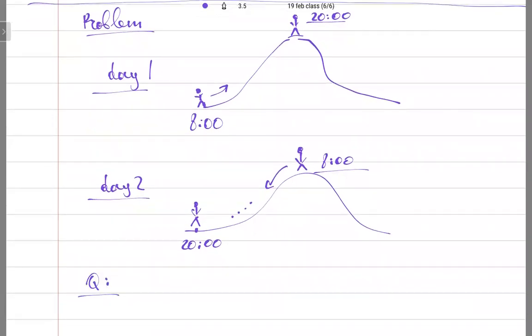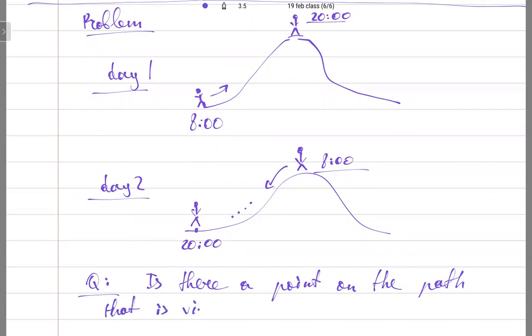And my question is the following. Prove that there is a point on his path that is visited exactly at the same time. So my question, is there a point on the path that is visited at exactly the same time?